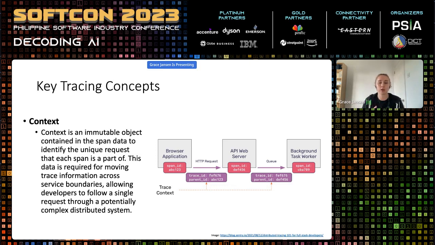We've also got the parent ID. This allows us to understand what was the span or the request before this. So the parent ID is essentially the ID of the parent span that spawned that current operation. You can see in my example here, the parent ID, in between where we have the queue, is the same as the span ID of the parent span, essentially the one that was before that one.